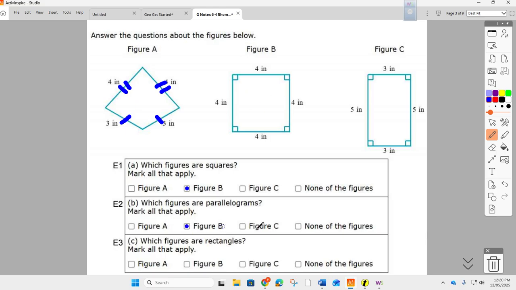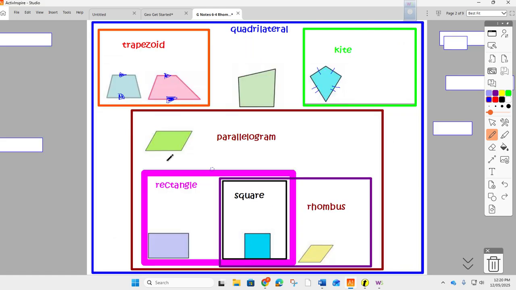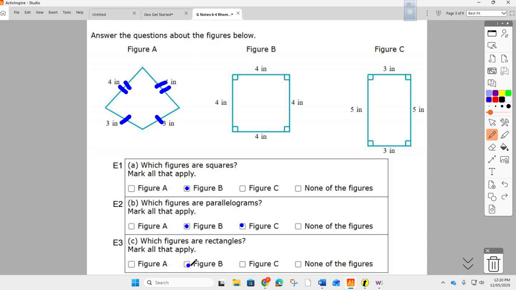Yeah, and C? Yeah. Which ones are rectangles? A? B? Yes, remember, a square is a square and a rectangle. Okay? And then, C is a rectangle. Any questions? So a square is a special rectangle and a special rhombus.